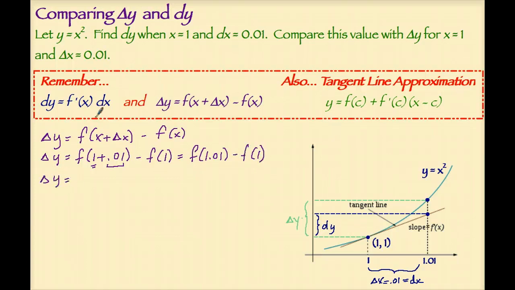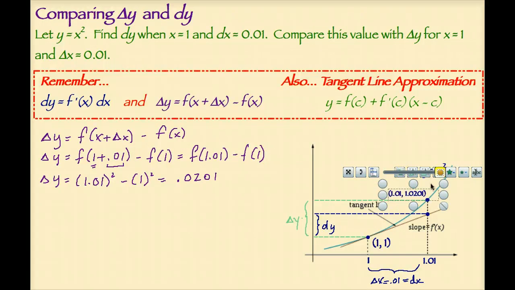So delta y in this case, since our function is x squared, will be 1.01 quantity squared minus 1 quantity squared. This turns out to be 0.0201. So the change in function value from 1 to this new point is 0.0201. That means the new coordinates will be 1.01 and of course 1.0201. Since the original y value was 1 and the change is 0.0201, then the new y value is 1.0201.